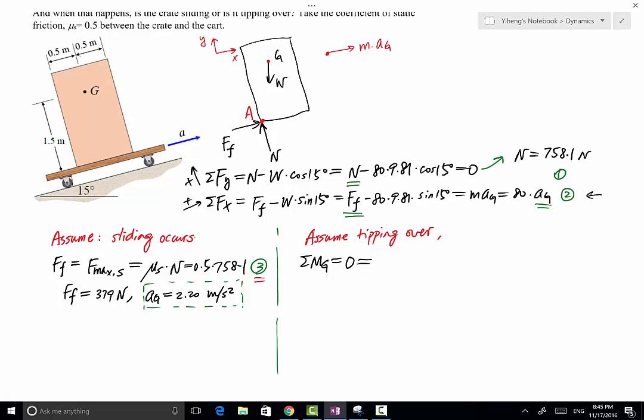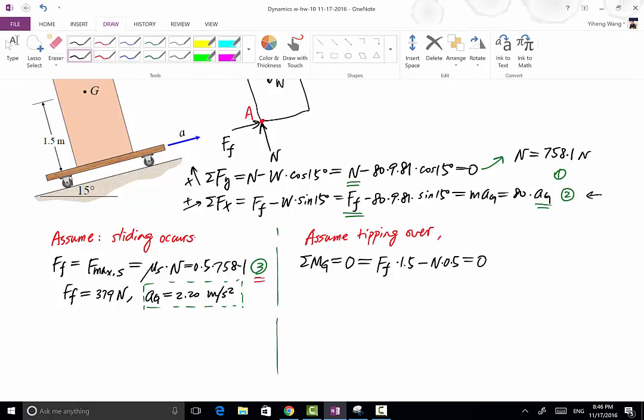So in this case, if again we assume counterclockwise to be positive, then the frictional force is causing counterclockwise rotation with moment arm of 1.5 meter, and the normal force is causing clockwise rotation with a moment arm of 0.5 meter. And that equals 0. And because we know what normal force is, from here we can solve for normal, so let me say that first. This is our third equation now.